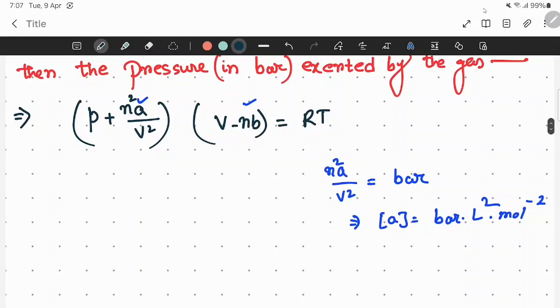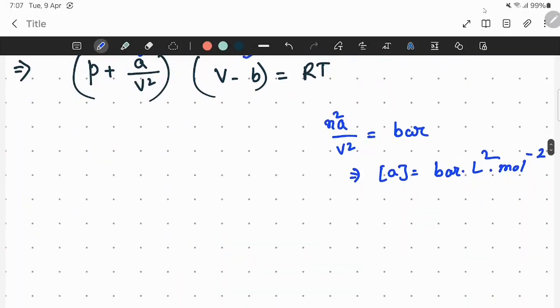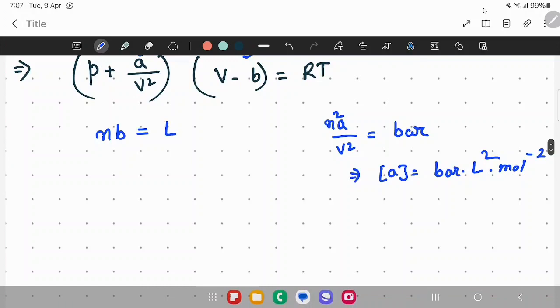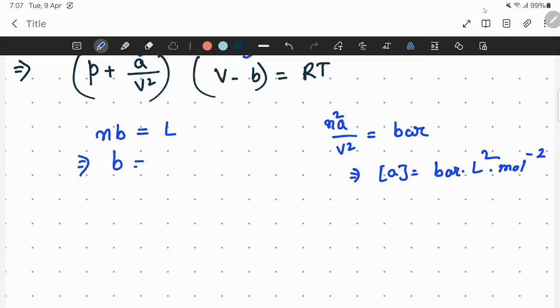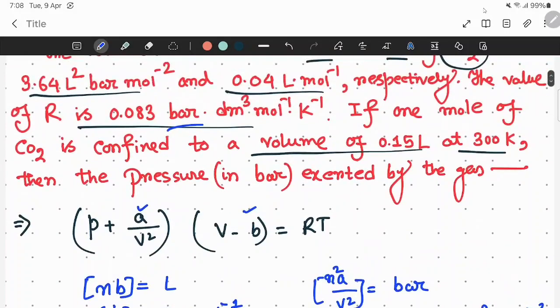Okay. Similarly, what will be the unit of B? N is 1. NB should have the unit of volume, meaning liter. So B should have the unit of liter mole inverse. Okay, now it's consistent.